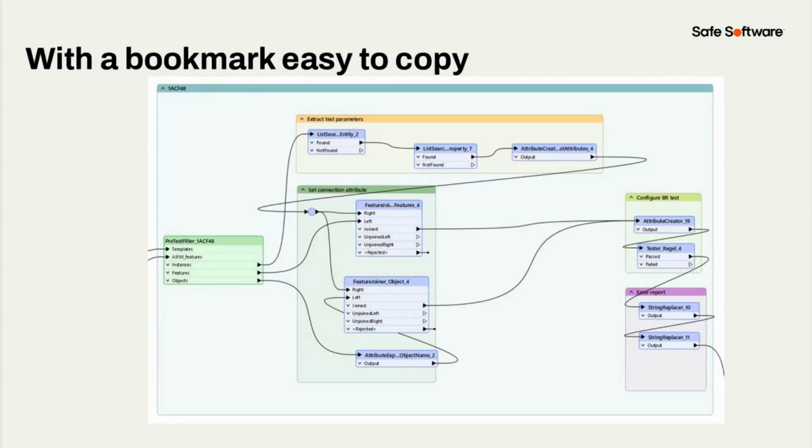So this, we created actually 3 of them based on different types of rules and rule sets. But it was very easy because for each template, this is a template bookmark. For each template that we needed to implement, we just took this bookmark, we copied it, and then we only had to change the yellow extract test parameters and the light green configure BR test and the purple error report. And then we were set with that template and can go on working with the next one.